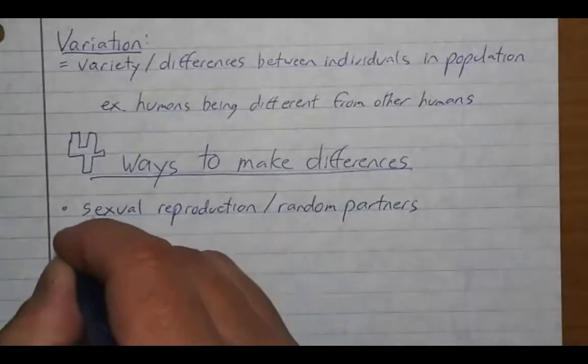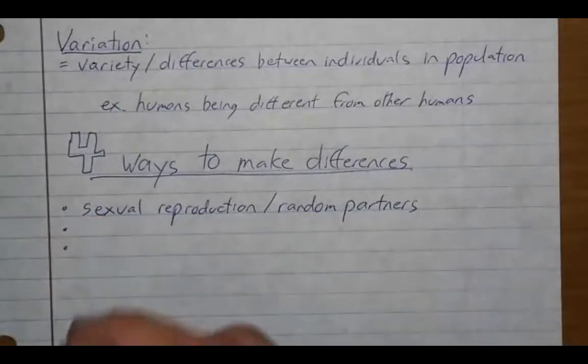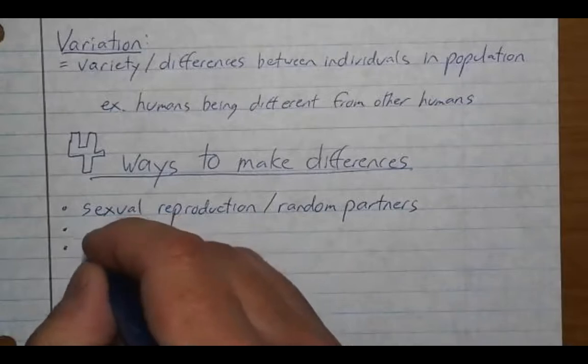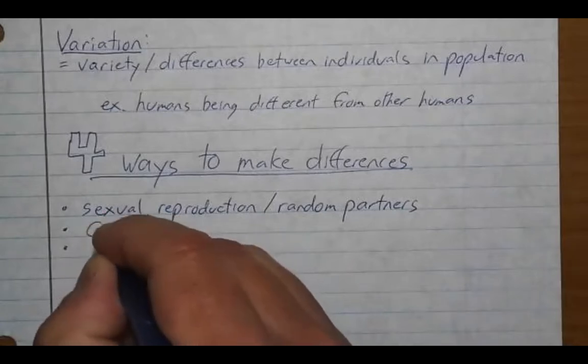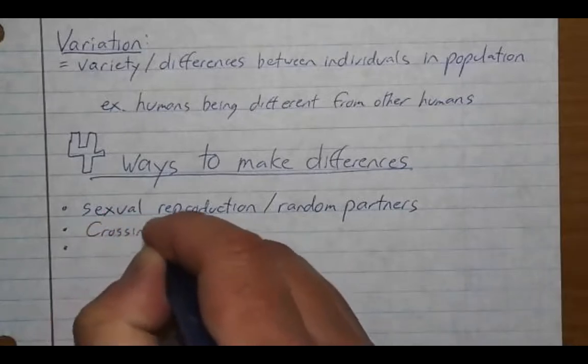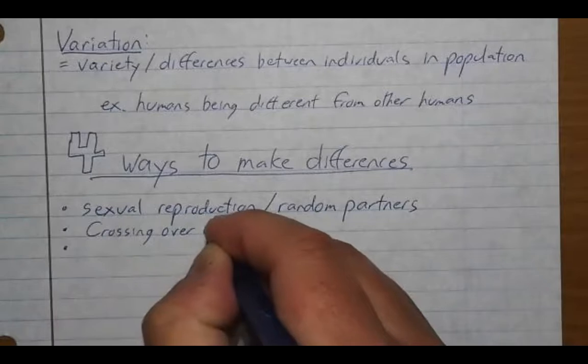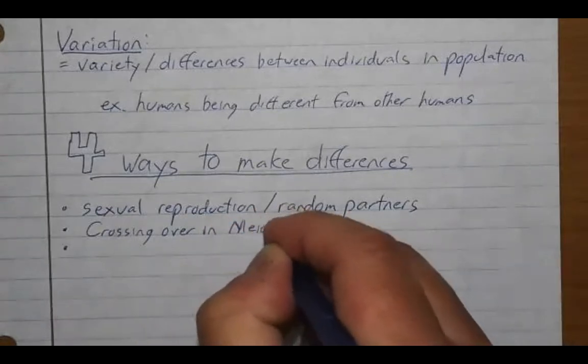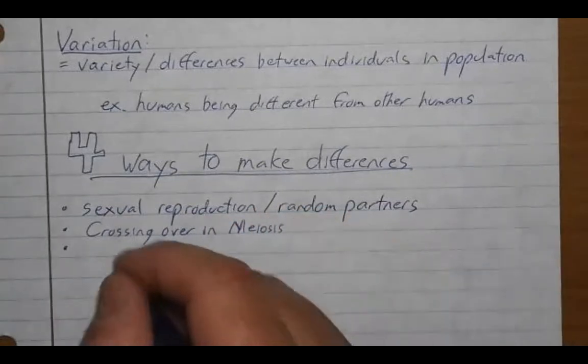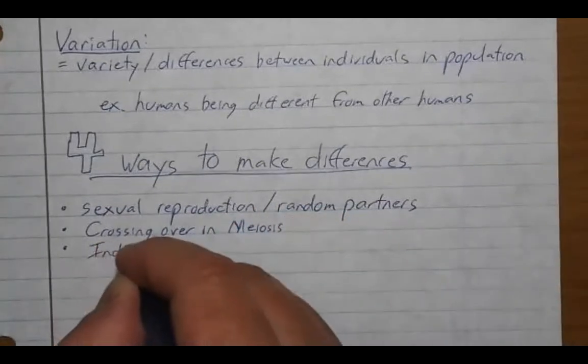The second one and the third one go with assignment number 3. That is crossing over in meiosis, and that is independent assortment.